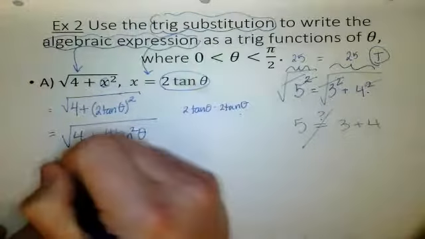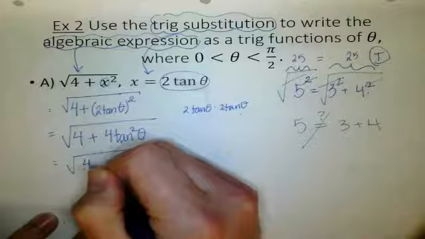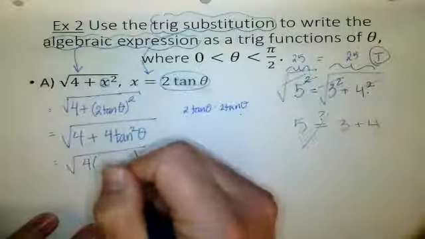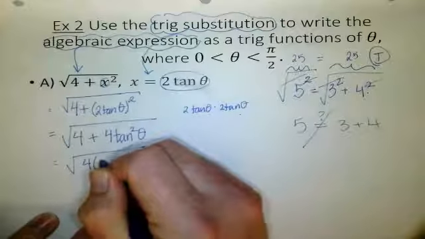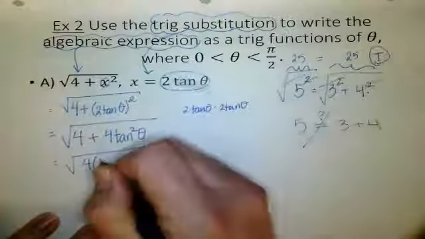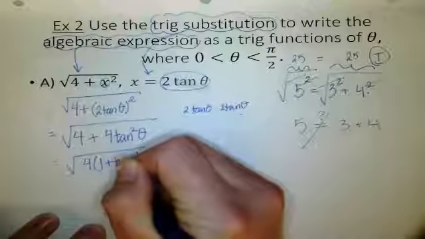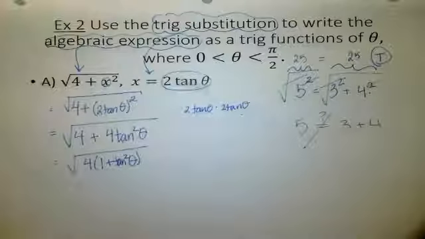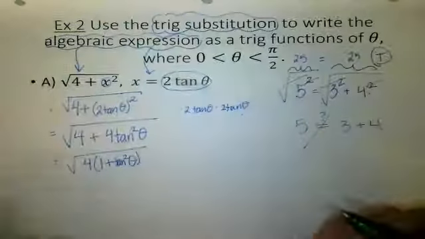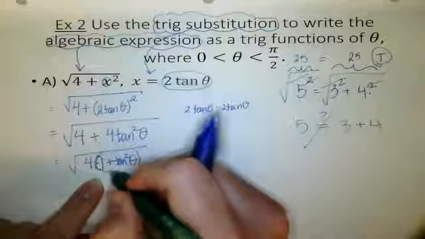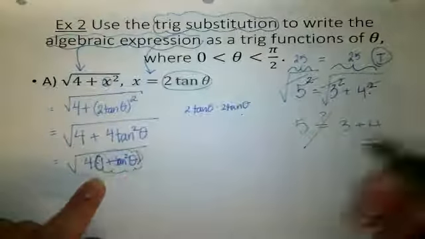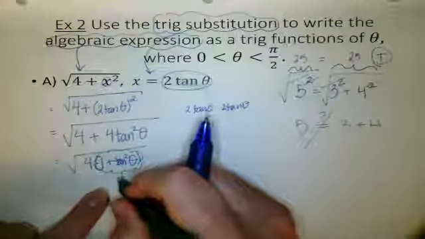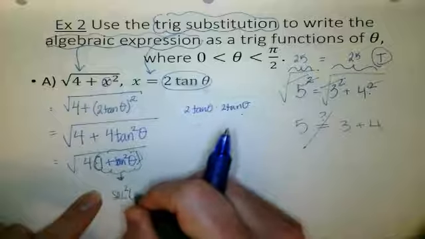What do they have in common? A 4. So I can factor out a 4. So that becomes, when I take out the 4, what's left? So now you can then bring that out. Oh, close. We're almost there. You're thinking correctly. What is 1 plus tangent squared? 1 plus tangent squared is secant squared theta.